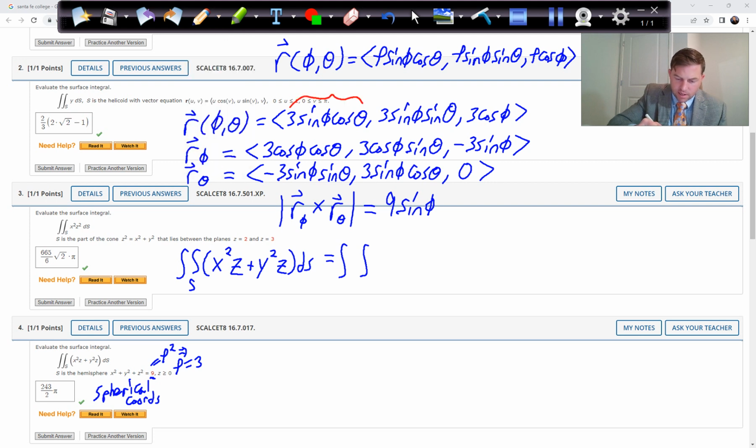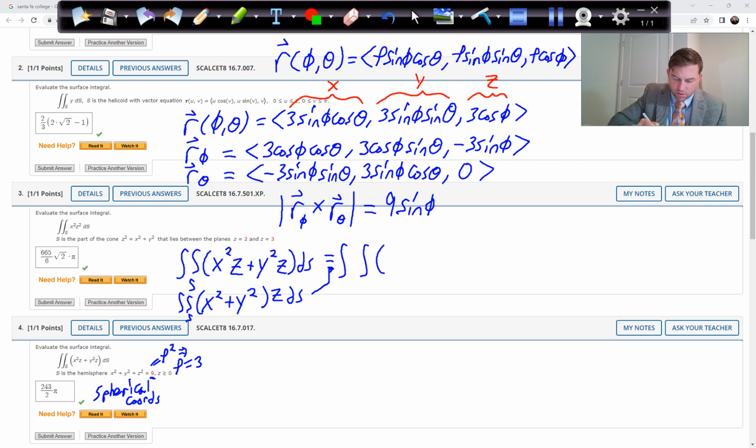This whole thing is x, this whole thing is y, this whole thing is z. So we have to replace x squared with 3 sine phi cosine theta squared. So that term right there, I think what I did do, just to save a little bit of work, was this. Okay, let's factor out a z here. X squared plus y squared times z ds. So let me actually pick it up from there.